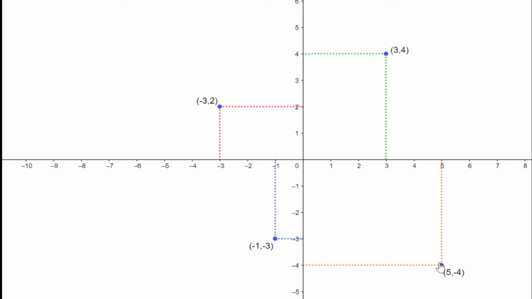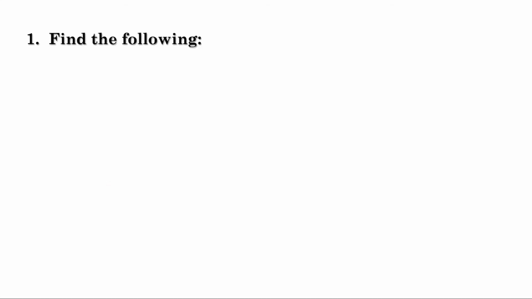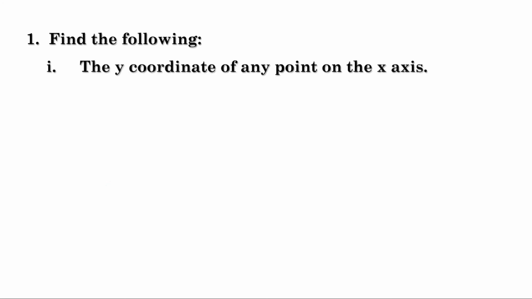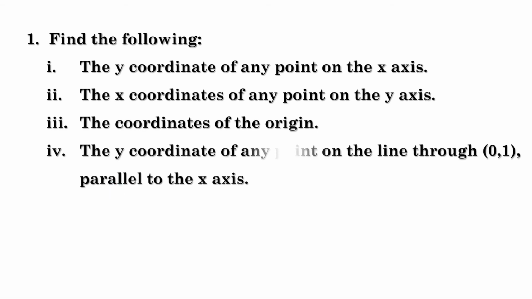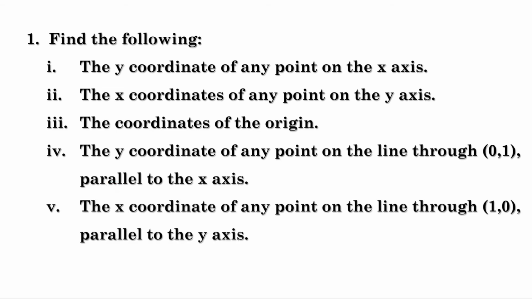Now, let us do some more problems. First problem. Find the following. The y-coordinate of any point on the x-axis. The x-coordinate of any point on the y-axis. The coordinates of the origin. The y-coordinate of any point on the line through 0, 1 parallel to the x-axis. The x-coordinate of any point on the line through 1, 0 parallel to the y-axis. Let us take one by one.